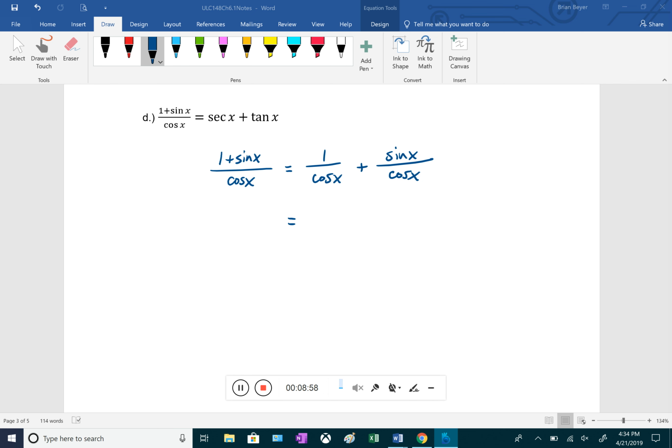Keeping in mind what we want this to equal, 1 over cosine x equals secant x because they are reciprocals, plus sine of x over cosine x equals tangent x based on the quotient identity. Tangent is sine over cosine. So we're actually done already. That was 2 steps. We showed that the left-hand side equals the right-hand side.